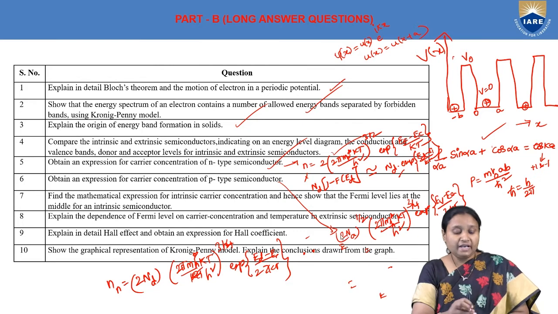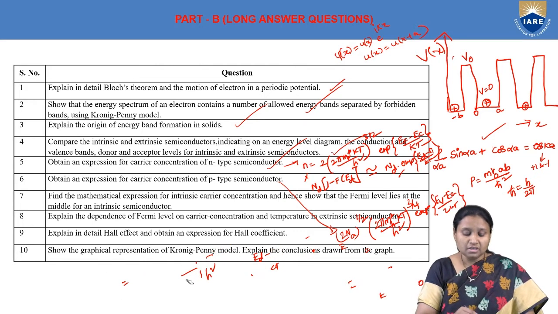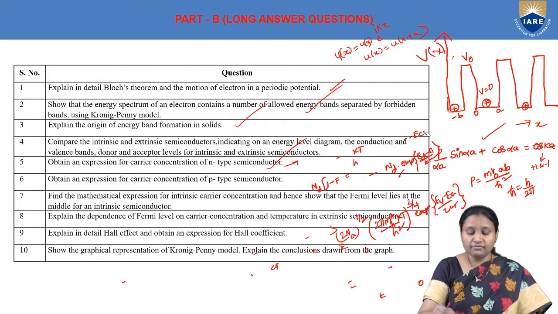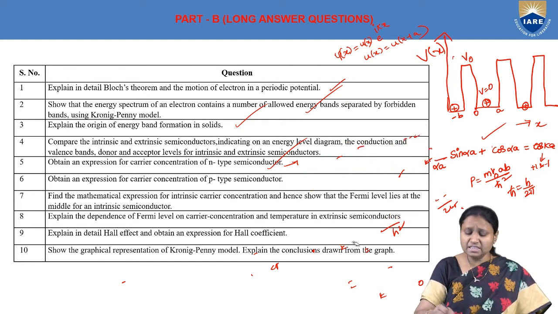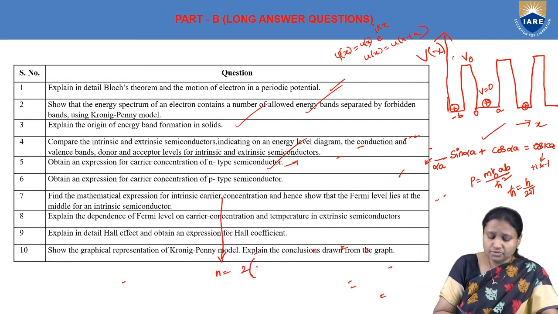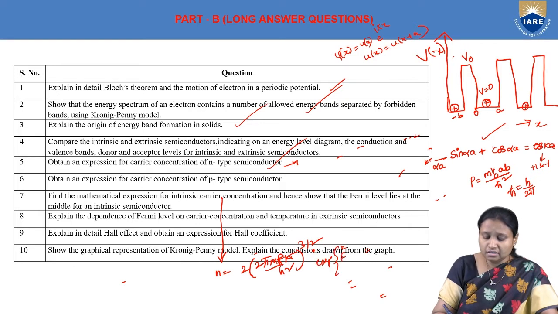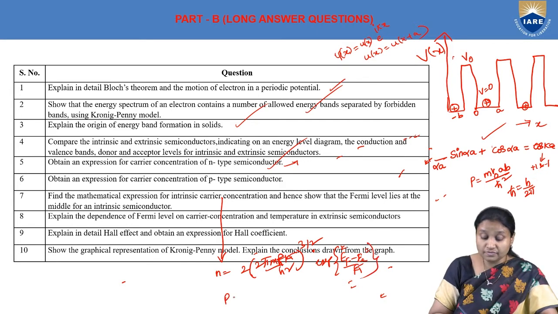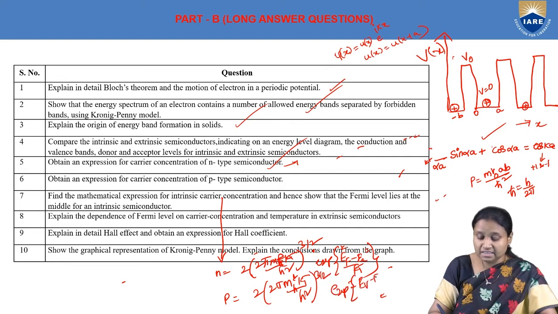Now, next is finding intrinsic carrier concentration. So here what we have to do, first we have to consider the density of electrons in the conduction band, which is given as n equal to 2 into (2π me* kT/h²)^(3/2) exponential (EF − Ec)/kT. And similarly we have to derive the expression for density of holes, which is given as 2 into (2π mh* kT/h²)^(3/2) exponential (Ev − EF)/kT.